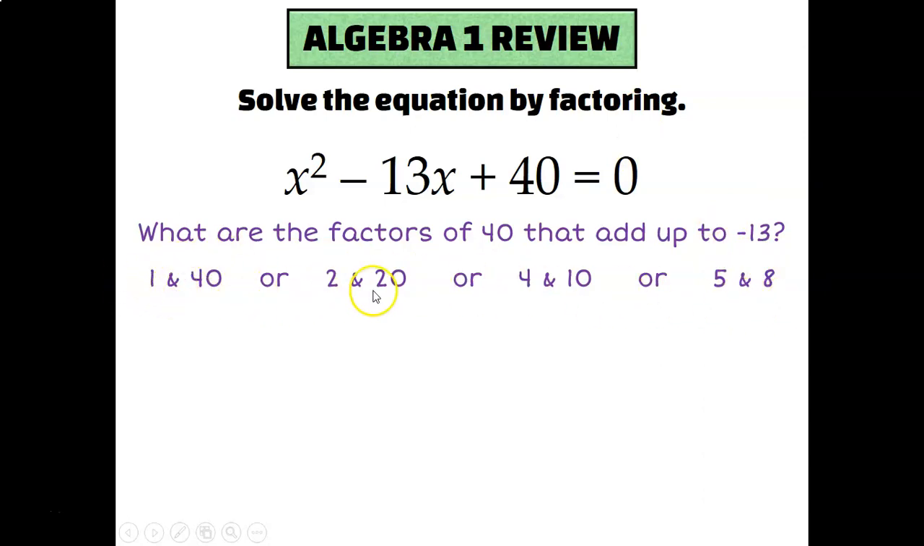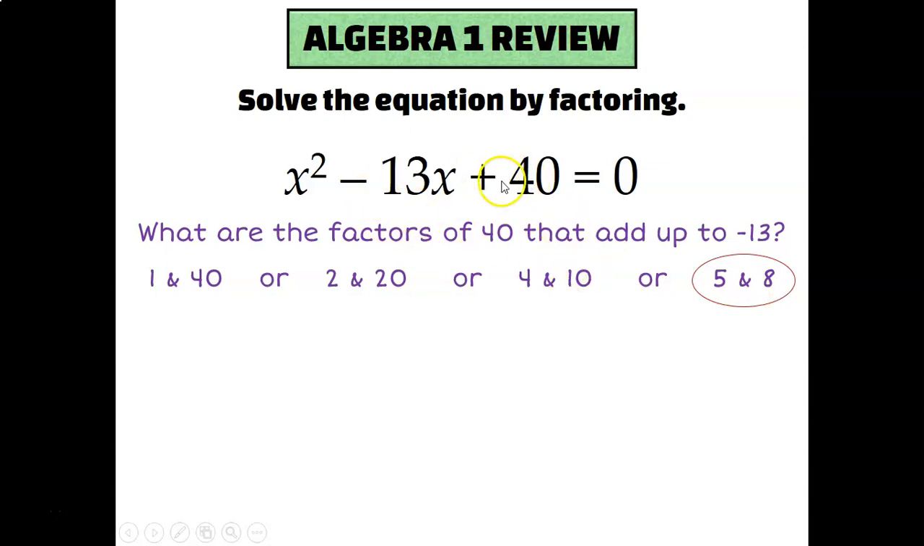So now I have to look through this list and decide which of these can I make add up to a negative 13. Now keep in mind, you can put a negative wherever you need to on these numbers to make them work. So is there any way that I can put a negative on 1 and 40 to make it add up to negative 13? No. Or 2 and 20? No. 4 and 10? Close, but no. What about 5 and 8? Yeah, if I make both 5 and 8 negatives, then it adds up to negative 13.